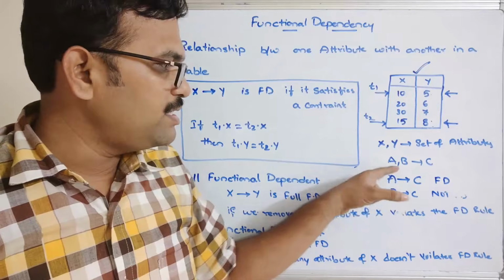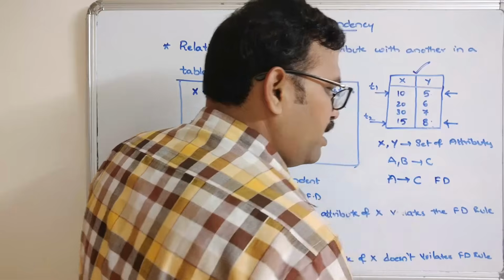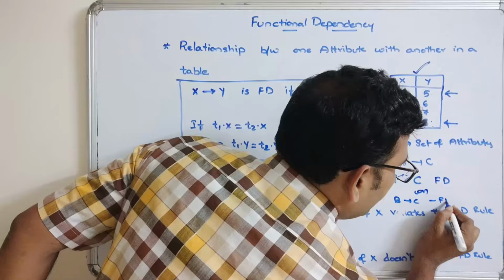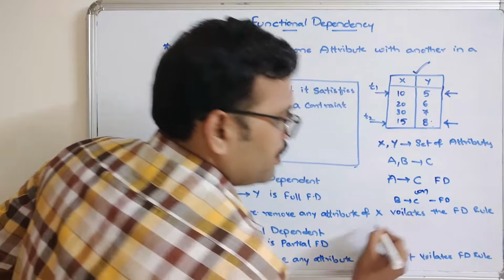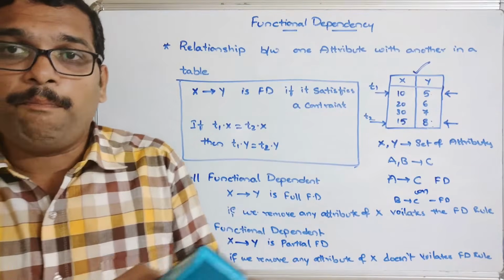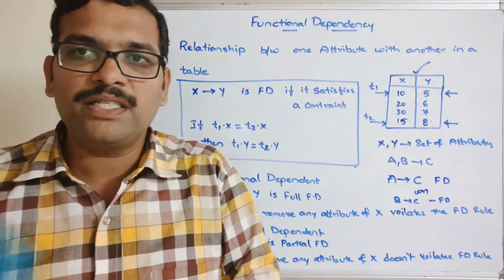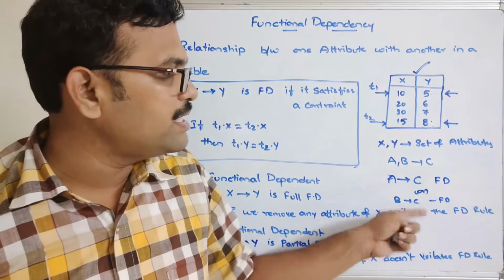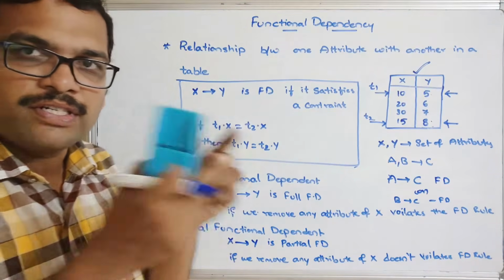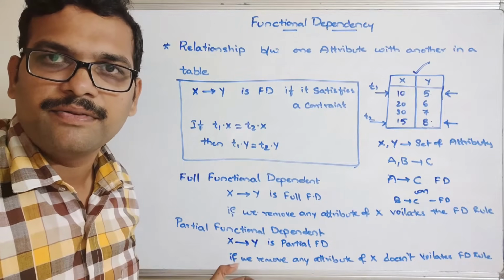That implies this is a partial functional dependency. If A determines C, F and D, or B determines C, which is also a functional dependency, then we can say it is a partial functional dependency. That means removing a part, that means an attribute, of X, the function still obeys the functional dependency, then we call it a partial functional dependency, right? So hope you understood the functional dependency, the full functional dependency, and the partial functional dependencies, right?